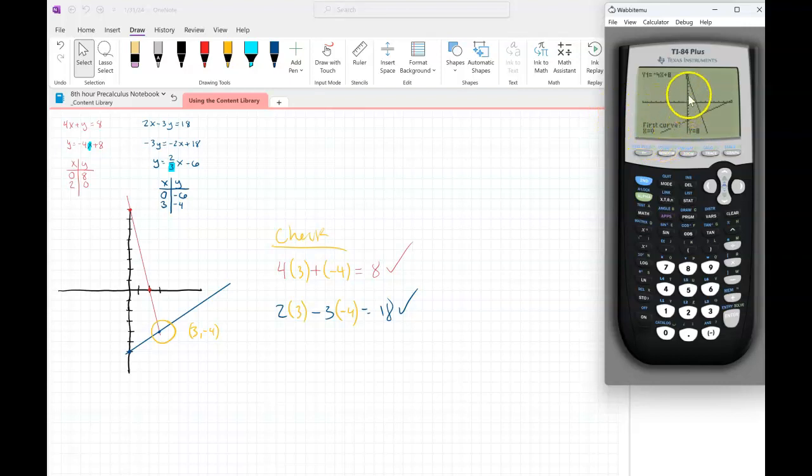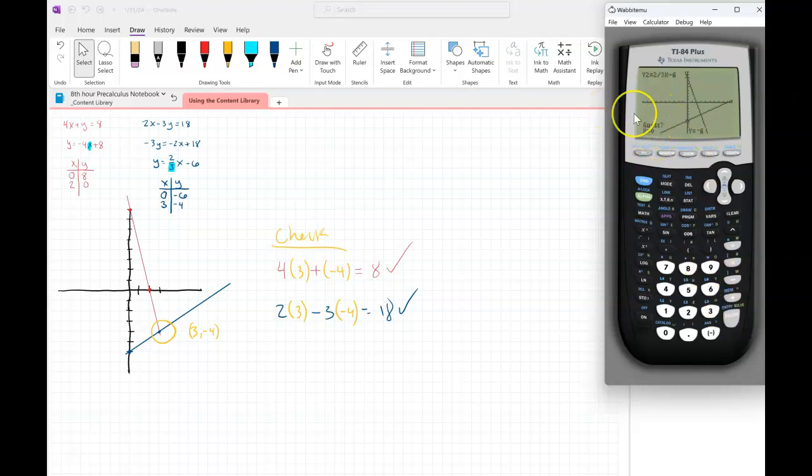So it says first curve. So notice my cursor up here is flashing. It's on this line here. Well, that's one of the two things I want to find the intersection of. So I'm going to press enter. Notice my cursor is now toggled down automatically to this line. Well, that's the other line I want to find the intersection of. So now it says second curve. Well, I'm on my second line, so I'll press enter there.